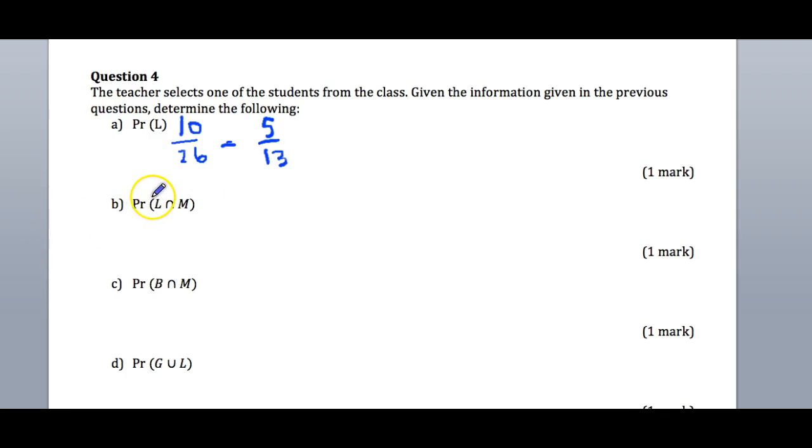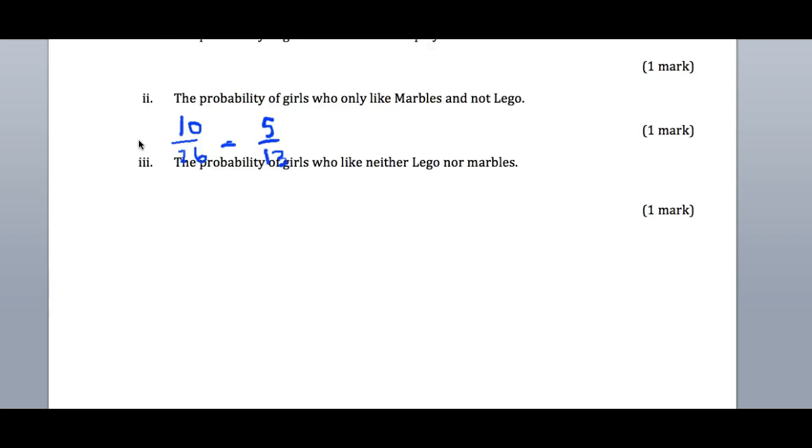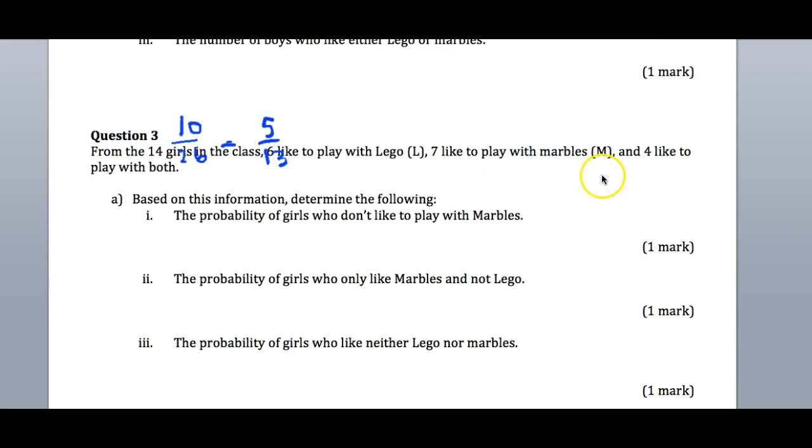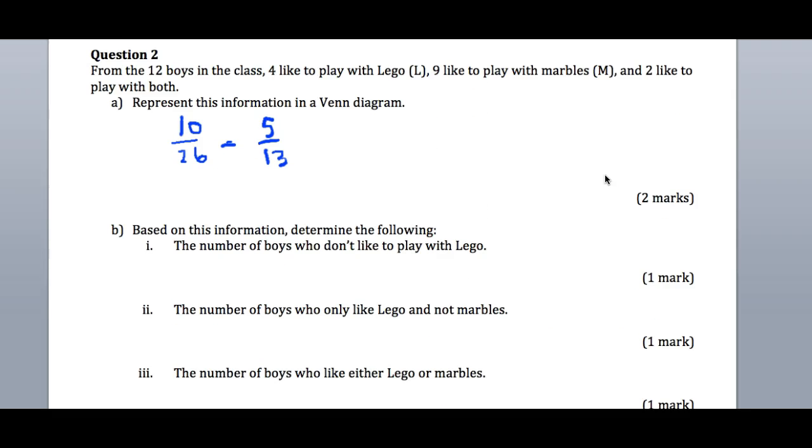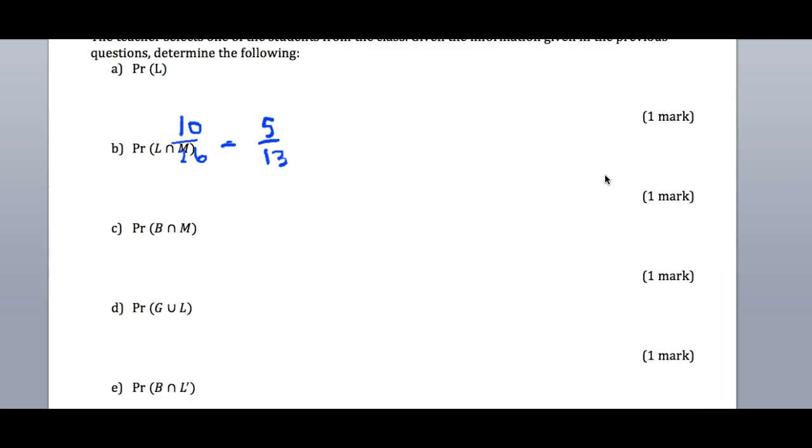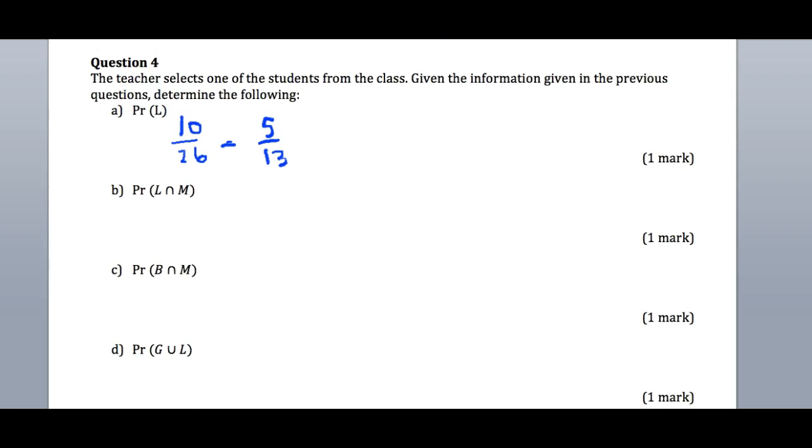Okay, the next one, the probability of Lego and marbles. Okay, so this time we need both of them. So 4 girls and I think it was 2 boys. So 6 out of 26, sorry. 6 over 26, which gives you 3 over 13.